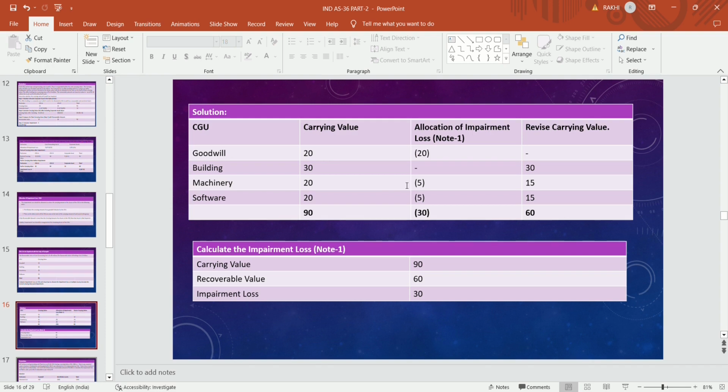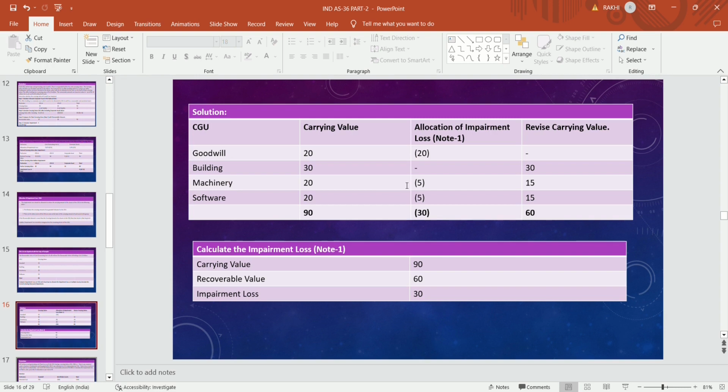In the question given, the recoverable value of building is more than the carrying value. So there is no impairment. So in that case, we will not impair building and we will allocate the impairment loss in the remaining assets of the CGU. Firstly, we will allocate the loss fully to the extent of the carrying amount of goodwill, and then if remaining impairment loss is there, we will allocate it to machinery 20 million and software 20 million.